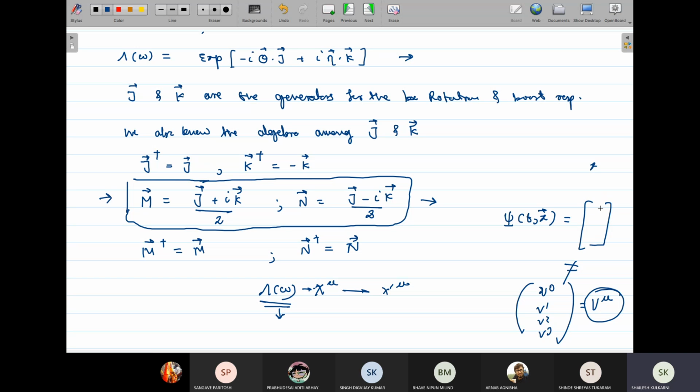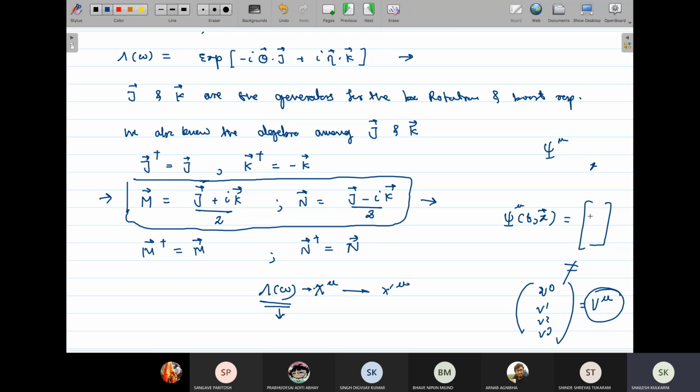Although I have written it in column vector form, this is not your 4 vector. I don't know what this is because there is no index here. I have not written any index on psi like this. But still I have these four components. So first of all, you have to clear this.